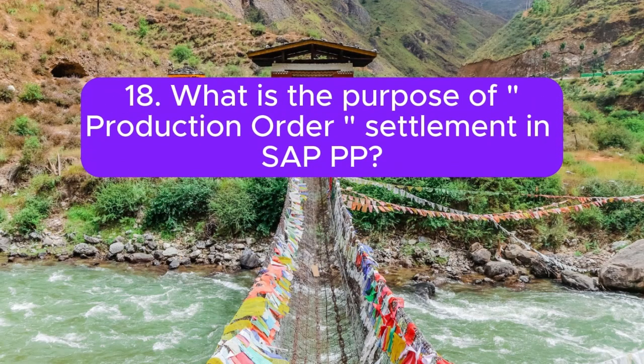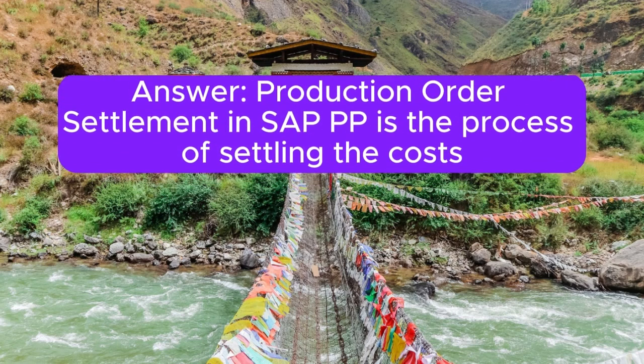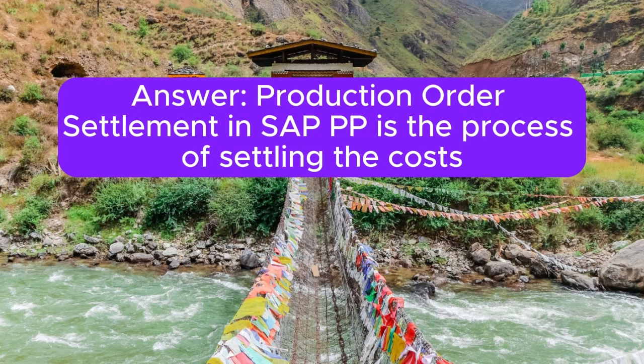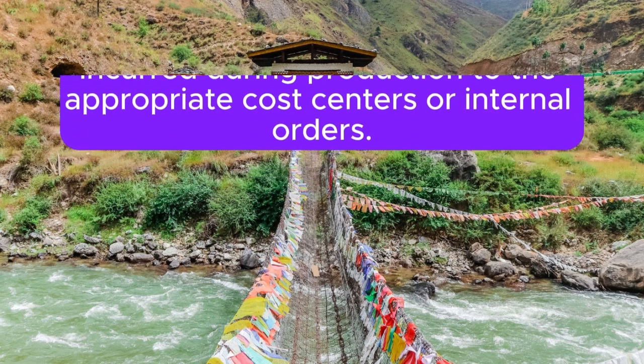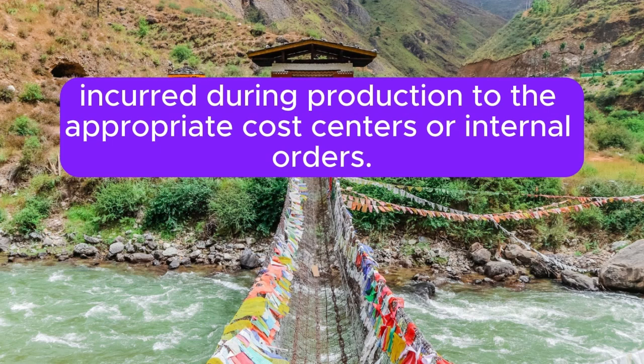18. What is the purpose of production order settlement in SAP PP? Answer: Production order settlement in SAP PP is the process of settling the costs incurred during production to the appropriate cost centers or internal orders.